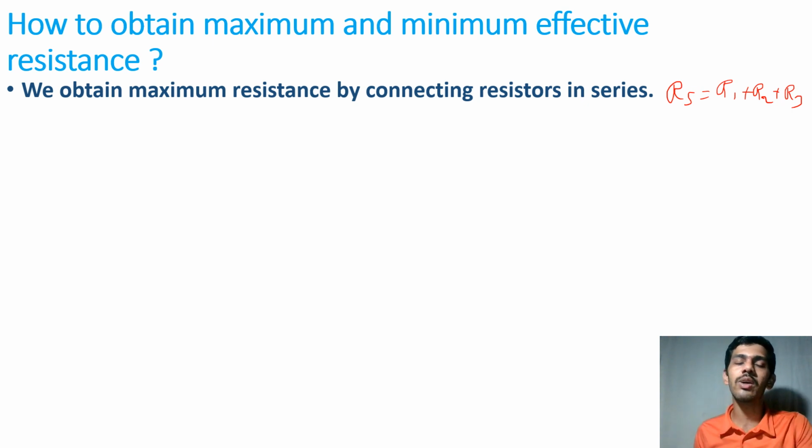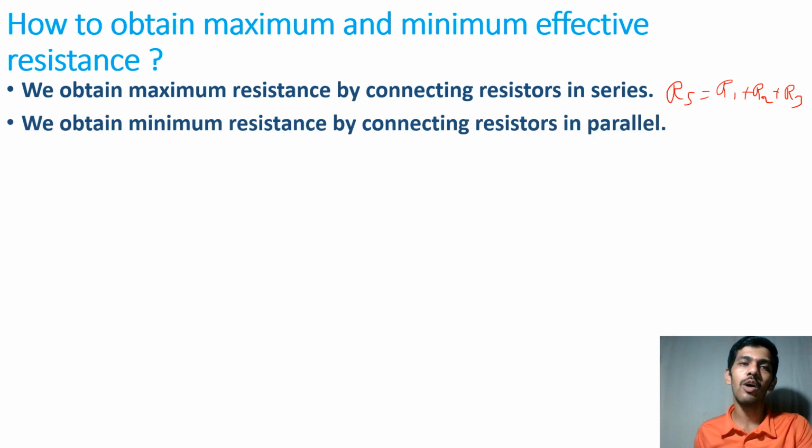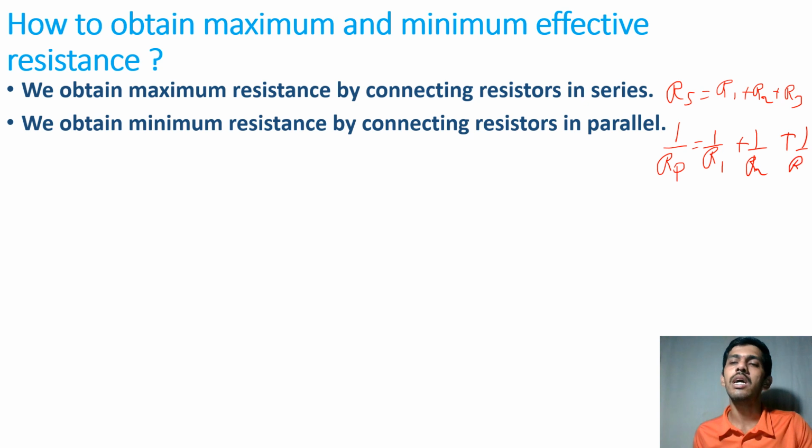Similarly, in order to get a minimum resistance, how do we need to connect? We obtain minimum resistance by connecting the resistors in parallel. Why? Because of the formula itself: 1 by Rp is equal to 1 by R1 plus 1 by R2 plus 1 by R3. That is why, when it is the reciprocal, we will obtain a minimum resistance.